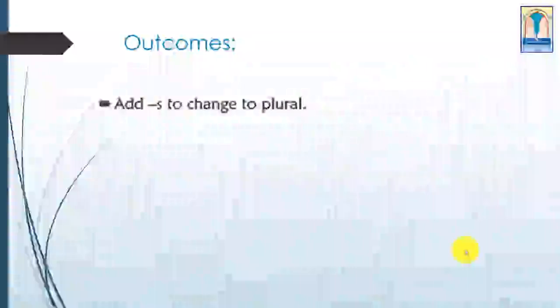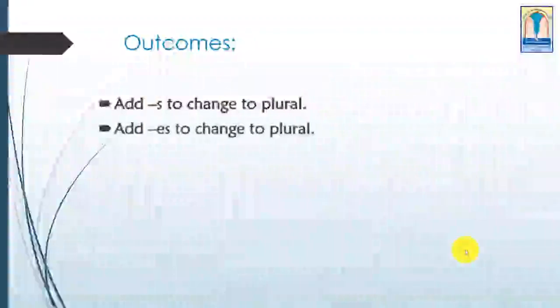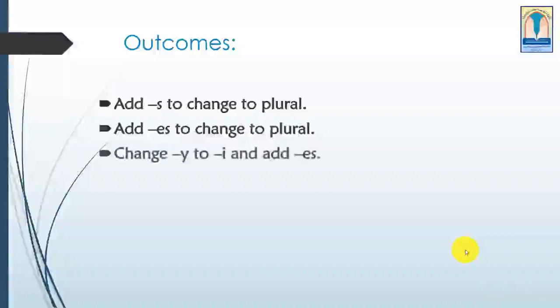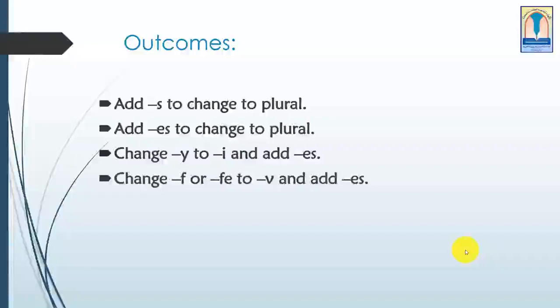In order to start our lesson, we are supposed to introduce the outcomes. First of all, we are going to learn how to add an S to change a noun from singular to plural. Then, we are going to learn together how to add an ES, how to drop the Y, change it to I and add ES, how to change the F or FE to V before adding the ES, and finally, how to change irregular nouns to plural.